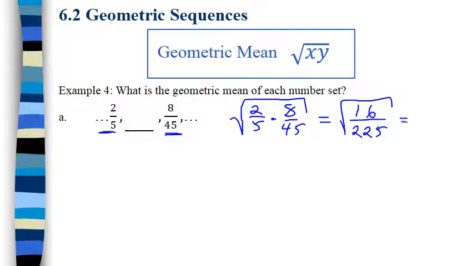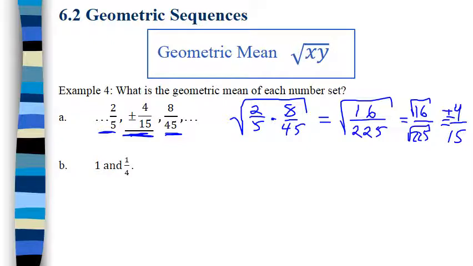And then radical rules tell us we can take the square root of 16, and then we can take the square root of 225, which gives us 4/15. And since we're taking the square root, we have to consider that it could be positive or negative 4/15. So our geometric mean is positive or negative 4/15. Go ahead and try this one on your own if you think you're ready.